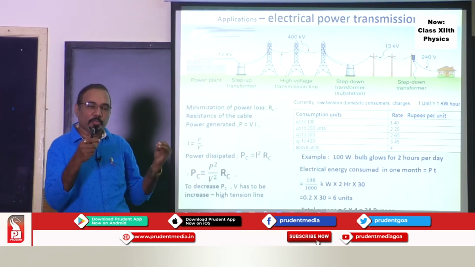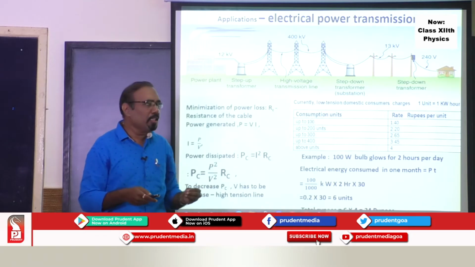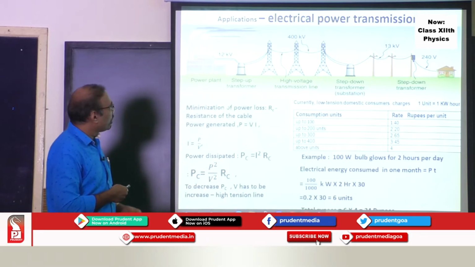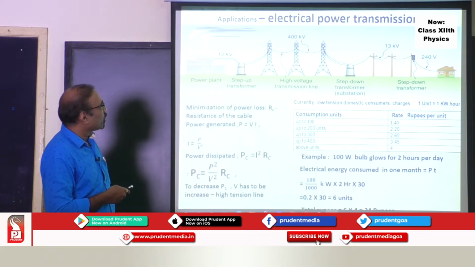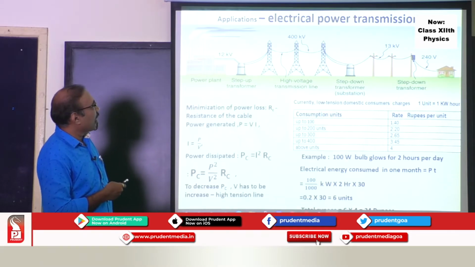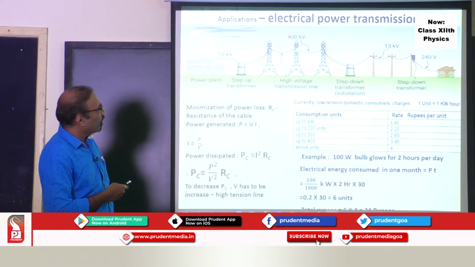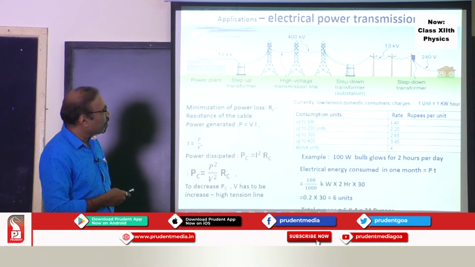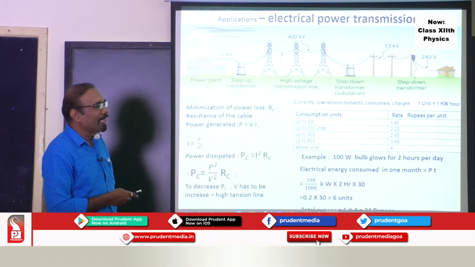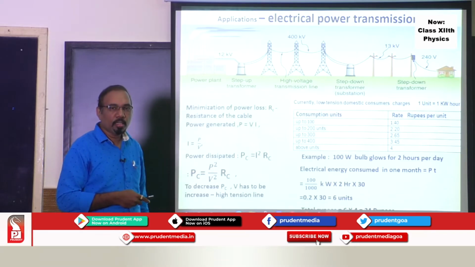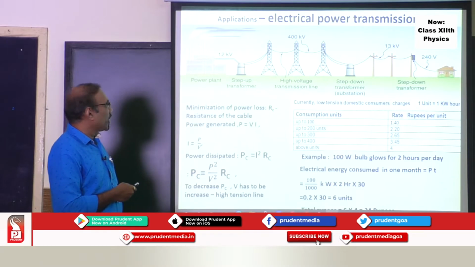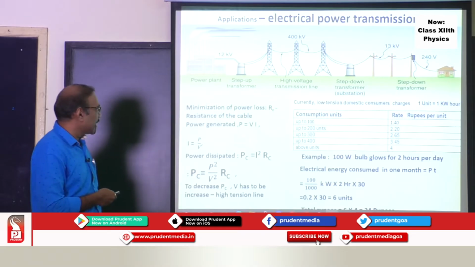This electricity comes all the way on the cable which is put, and the procedure is that with the help of a step-up transformer, the voltage is stepped up and then put on the high tension line, as we call it. Then with the help of a step-down transformer, it is reduced to a safer value and then given to the consumer. So how exactly can we find out this power minimization in this process?